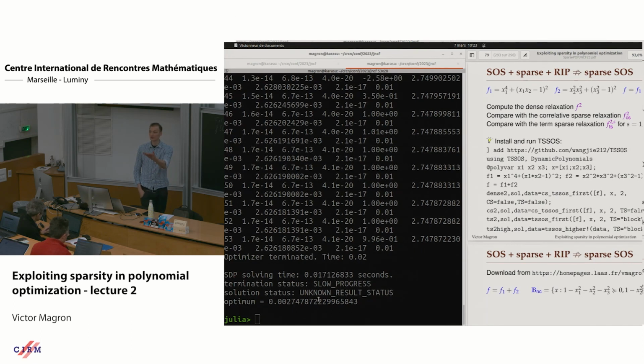I know that Lorenzo is also harassing these people. Yes? And can you explain the name of the function, CS, TS, SOS? Oh, yes. So it's a bit verbose. This is the combo: correlative sparsity, term sparsity, SOS. First, because this is the one on the left.